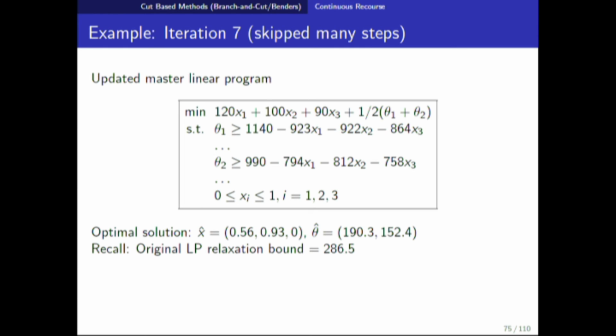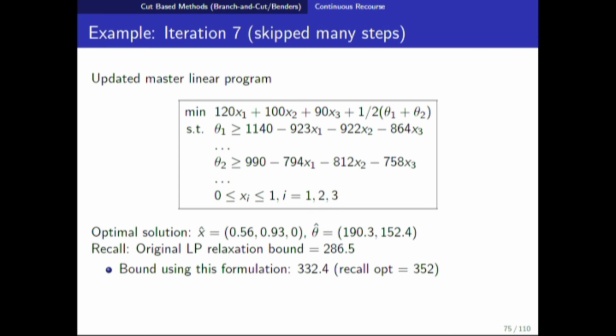We have a bunch of cuts that we've added. At the end of this process, we have this solution, x hat and theta hat. And just as a reminder, when we originally solved the linear program relaxation, we got this value 286.5, okay, and the optimal solution is 352. By having added all those redundant constraints to the subproblems, after having finished this, we get the bound up to 332.4. Okay. And this is just the linear programming relaxation. We haven't added any master problem cuts yet.